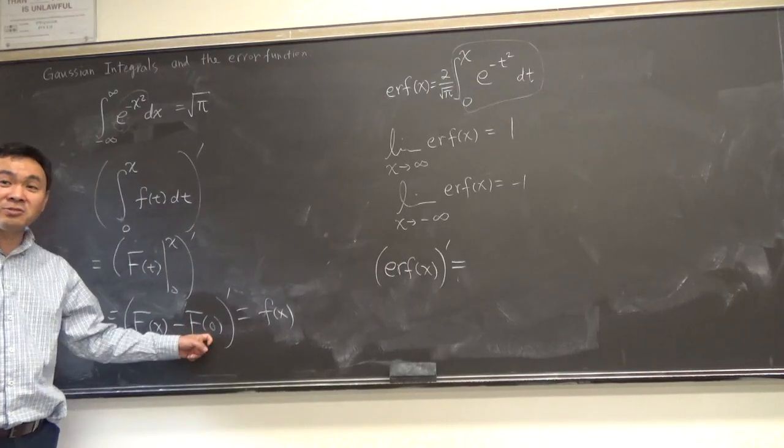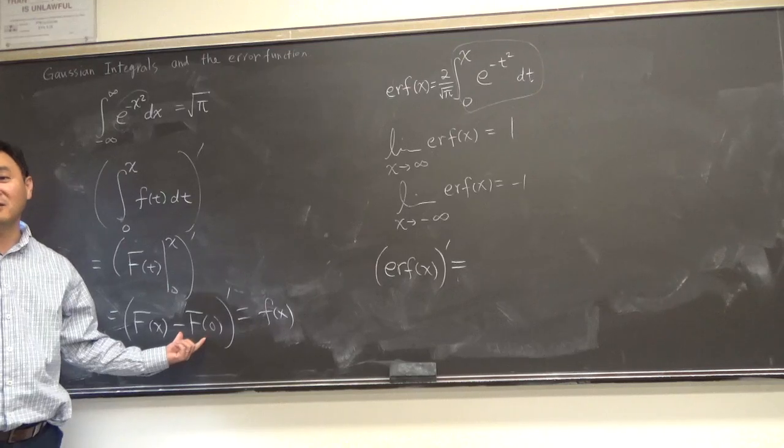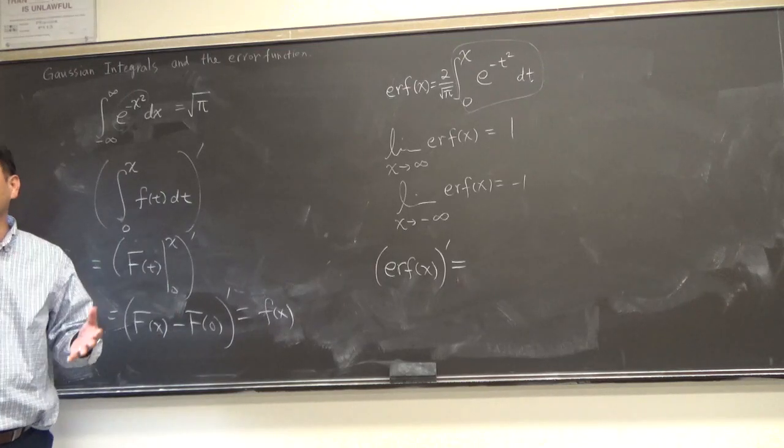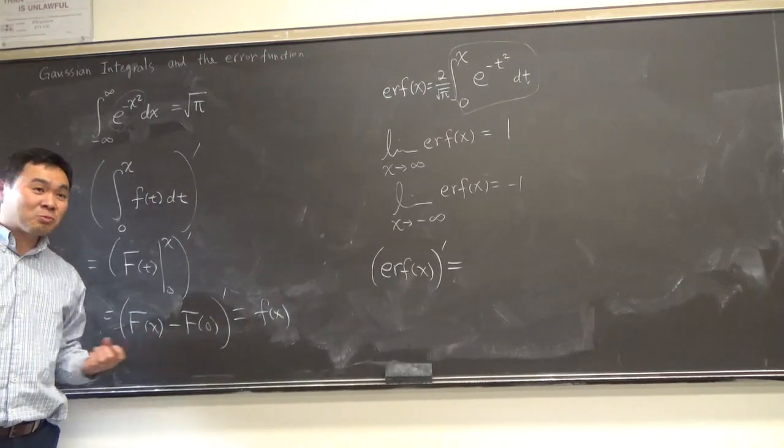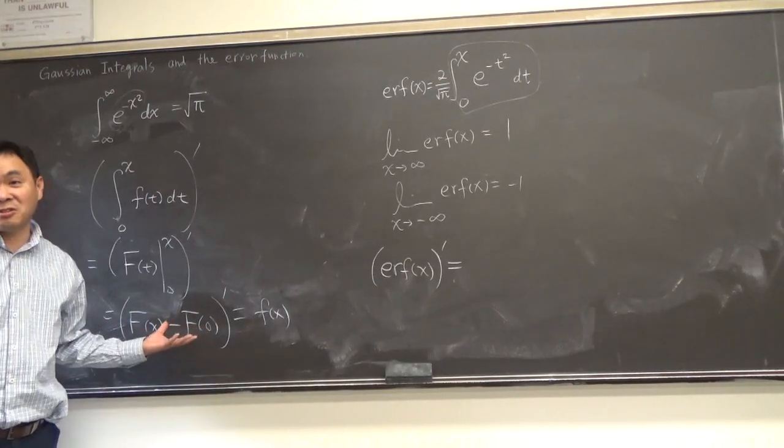If you plug in first, that's a number. It's different than differentiate first and then plug in. You plugged in 0 and then you're differentiating, so it's 0. So you get that.